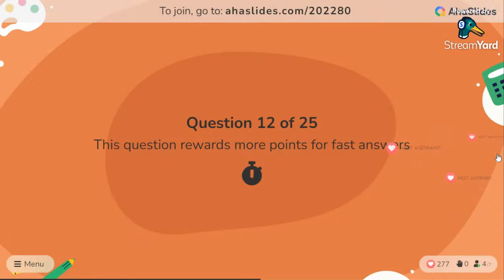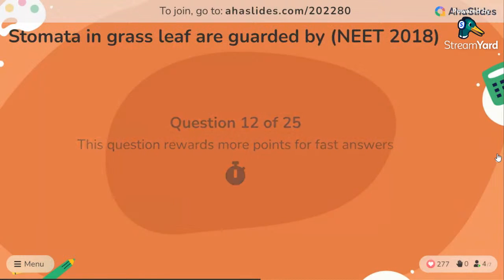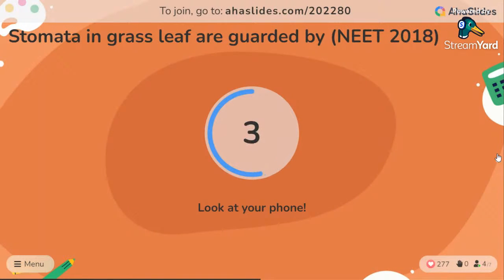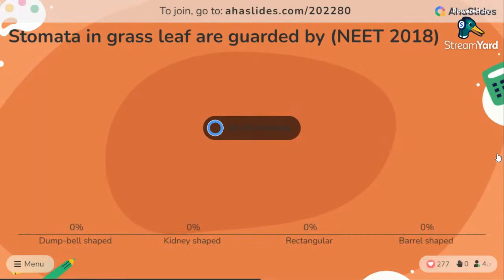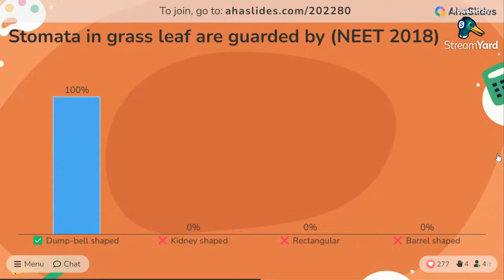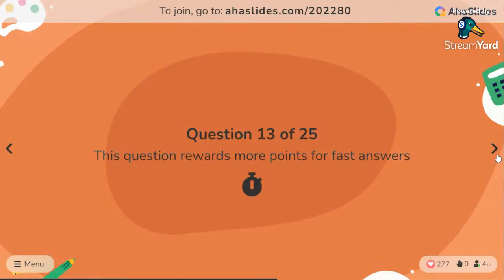Question number 12 of 25 on your screens. Stomata in grass leaf are guarded by dumbbell shaped, kidney shaped, rectangular, barrel shaped. Grass is a monocot plant. For monocots, you will have the guard cells in the double dumbbell shape. Let's have the next question on your screens.